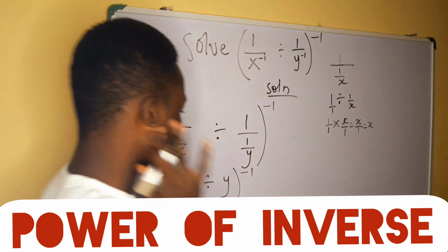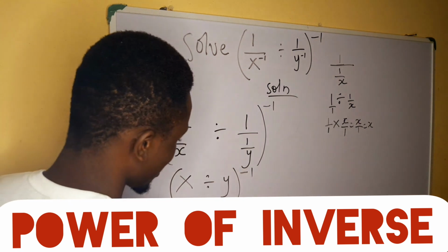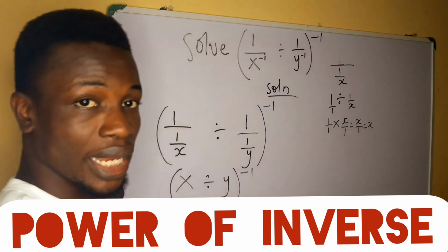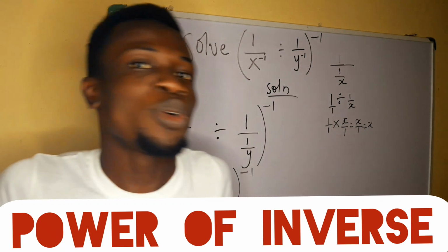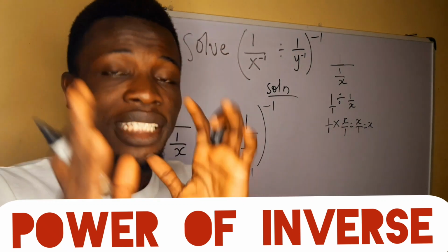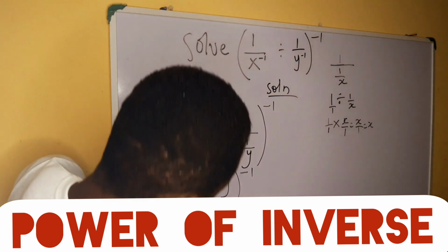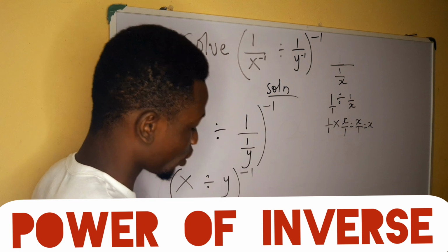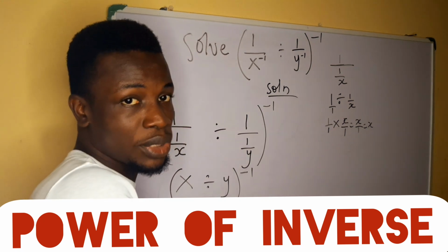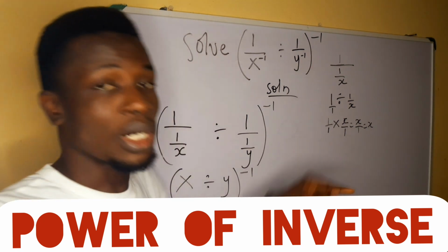So the next thing to do now is to rearrange this. This is the same thing as x divided by y, all to the power of negative 1. So what do you also know about negative? A simple way to solve this problem is just what? Flip it. Flip the fraction. Let the denominator come up and the numerator come down. Then the inverse power will go.